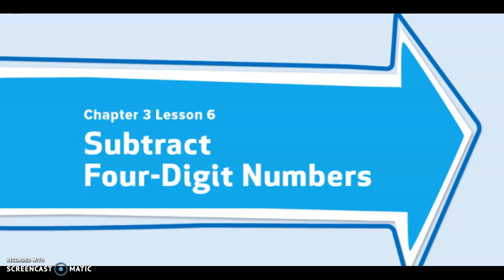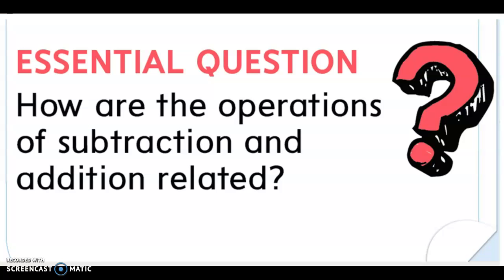Hello, third graders. Today we are subtracting 4-digit numbers, which means we will subtract numbers that go all the way to the thousands place. As we do that, we are going to explore how the operations of subtraction and addition are related. Remember, we call them inverse operations, which means that we can use one to check the other. They undo each other. So when we finish subtracting, we're going to check our answer by adding. And when we add, we'll check our answer by subtracting because they are inverse operations.